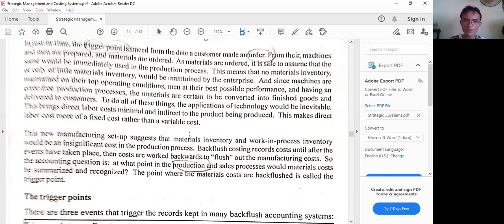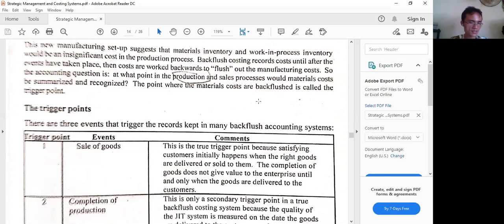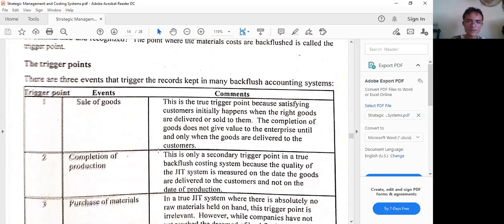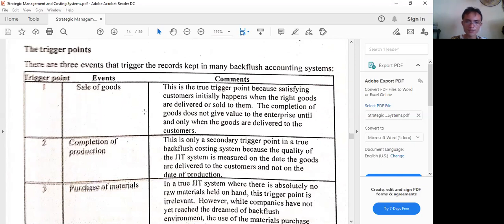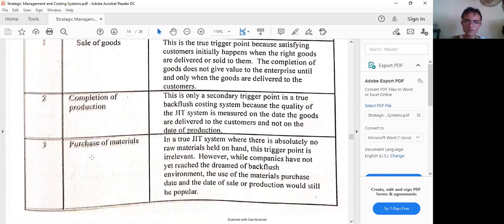So the point where the material costs are backflushed is called the trigger point. That's why I said the highlight really here is the materials. There are three events that trigger the records kept in many backflush accounting systems: the sale of goods, in which, of course, the revenue normally is considered; completion of production, the second trigger point; and the purchase of materials.